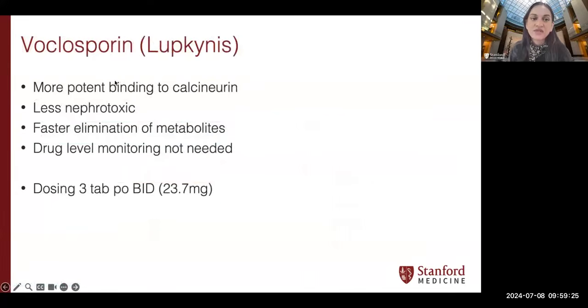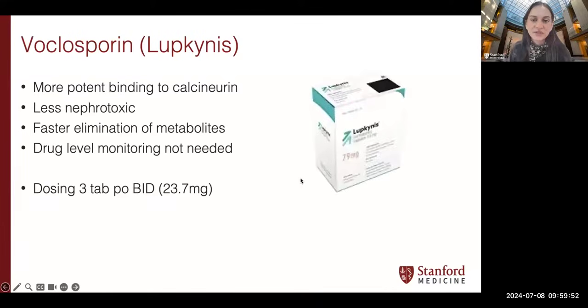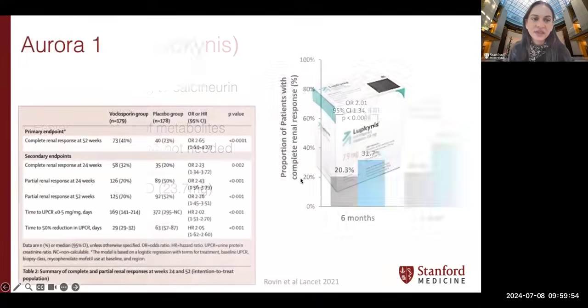And then now we have voclosporin that just came out and got approved in the last couple of years. But again, it's more potent. It has less nephrotoxicity, and maybe even a faster elimination of the metabolites. Again, you don't need drug leveling. I think the downside of the drug is that you have to take 3 tablets twice a day. That's how the dosing is. It's like 23.7 milligrams. Again, when they did the studies, that's the dosing course that you had to be on. So this one's a pill.